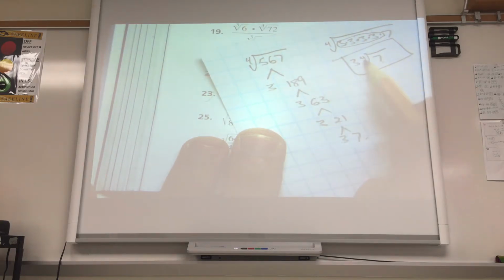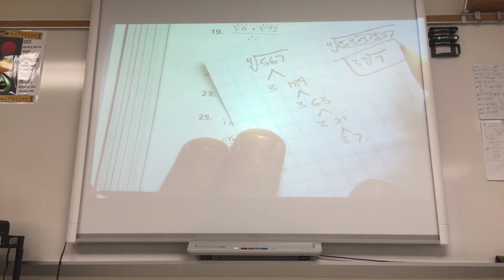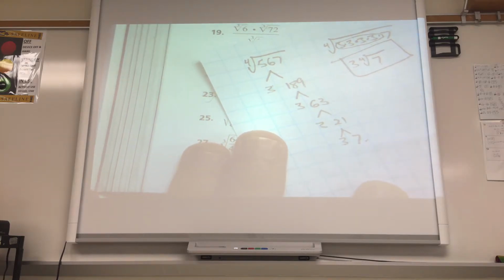Notice the 7 stays under the fourth root. I have one perfect fourth root here, and it's 3 times 3 times 3 times 3, which is actually 81. So I have 3 times the fourth root of 7 as my final answer. Okay.